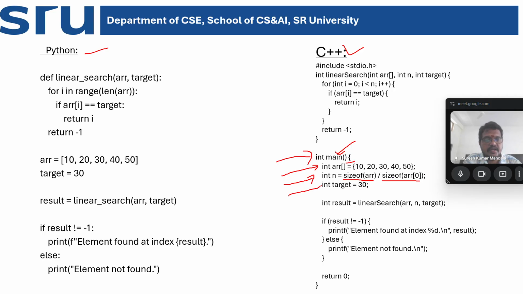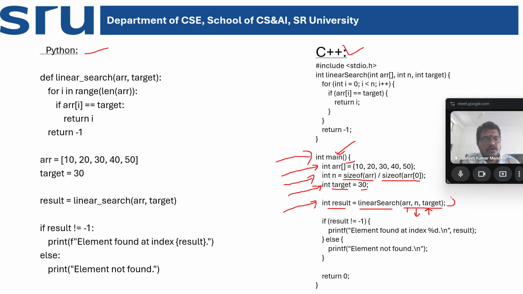Next, we are declaring the int target value. The int target value is stored with 30. Next line, we are declaring the int result. The result will call the function called linear search. We are having the 3 parameters, similar to the C language only. The array will have all the values 10, 20, 30, 40, 50. N will have the number of elements present in the array. The target value will have the searching value in the particular array.